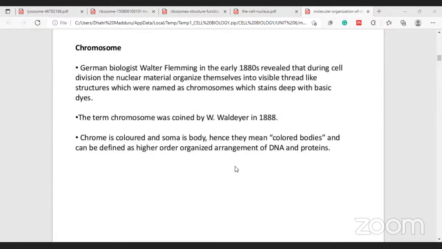So now chromosomes. A German biologist, Walther Flemming, in the 1880s revealed that during cell division, the nuclear material organizes itself into visible structures called chromosomes. These chromosomes can be identified by staining with dyes. The term chromosome was given by Waldeyer in 1888. Chroma means colored, soma means body, so it's a colored body. That means whenever we stain, we can easily identify it.